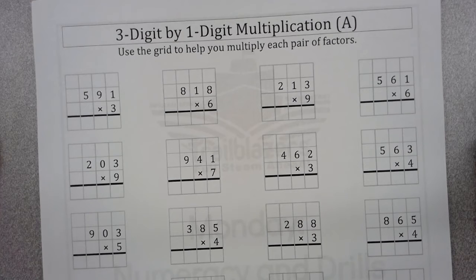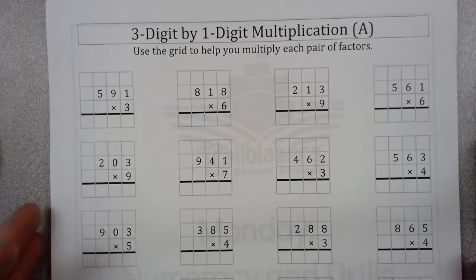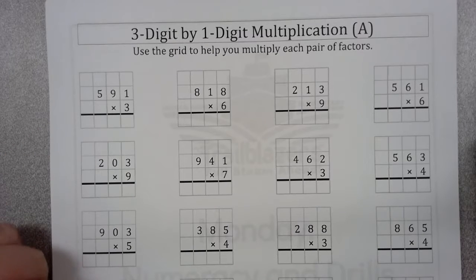The second part, and please do not get worried. You're going to be fine. Okay, don't worry about this. We're going to get it together. Okay, so this is a 3-digit by 1-digit multiplication sheet. All we're doing is simply multiplying 3 digits up top by 1 digit at the bottom. Okay? So let's get started.